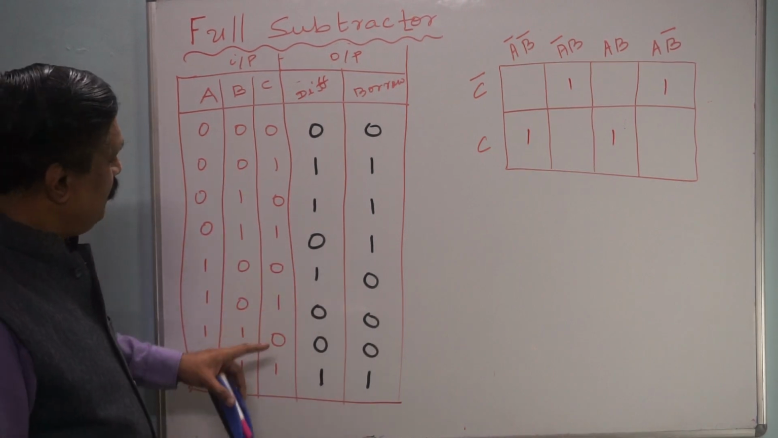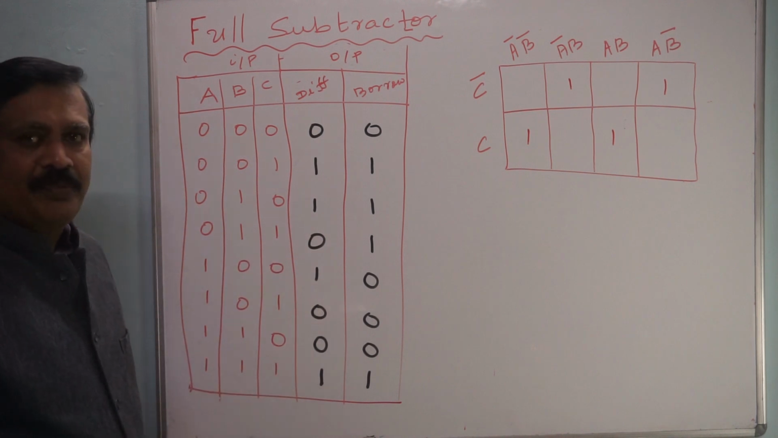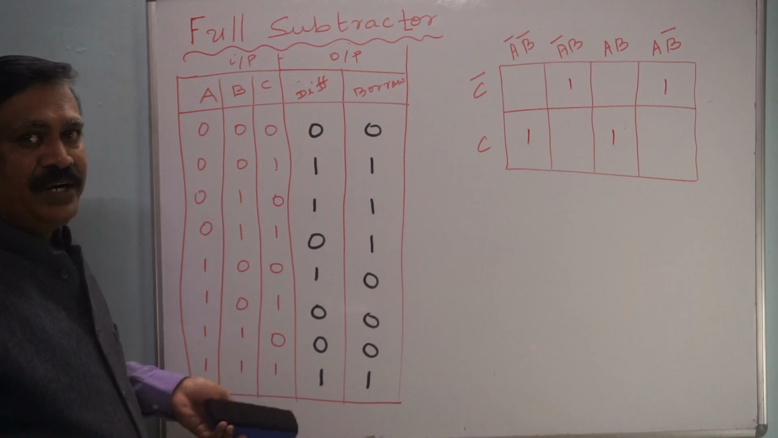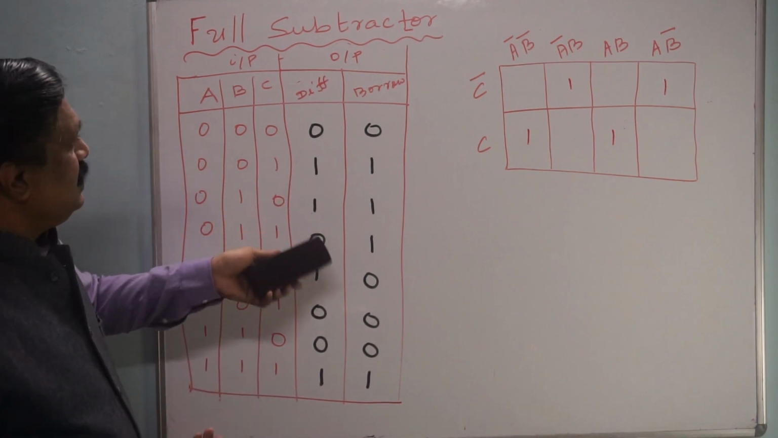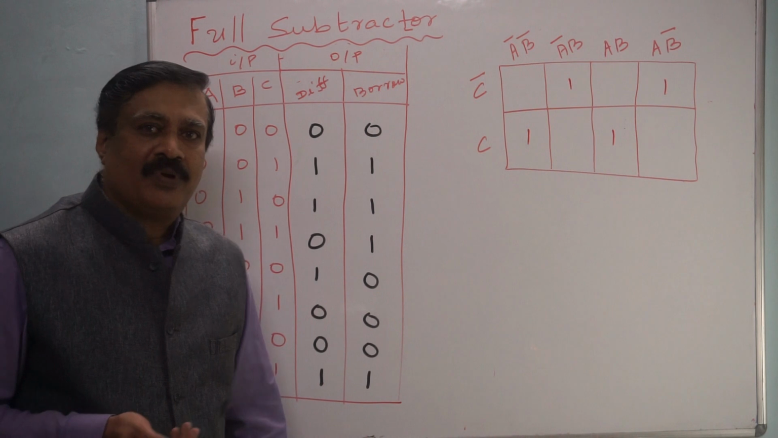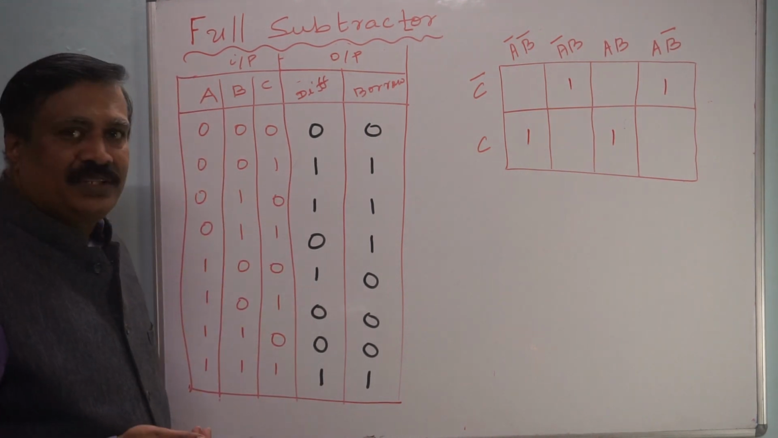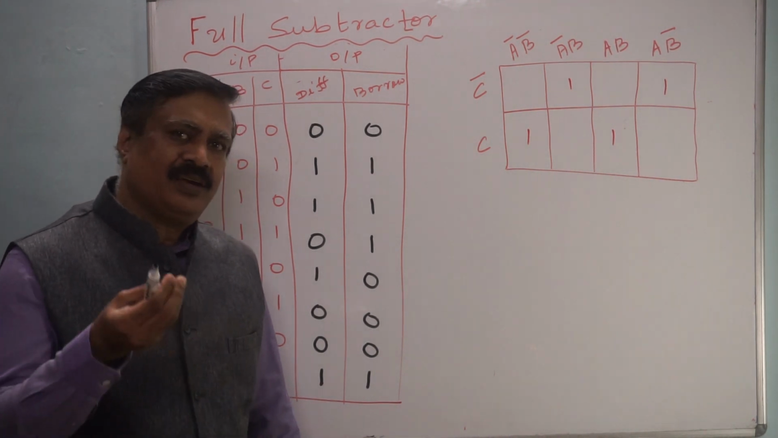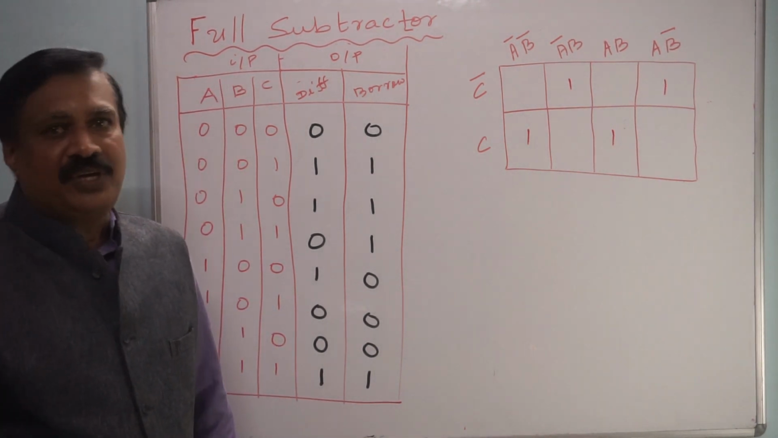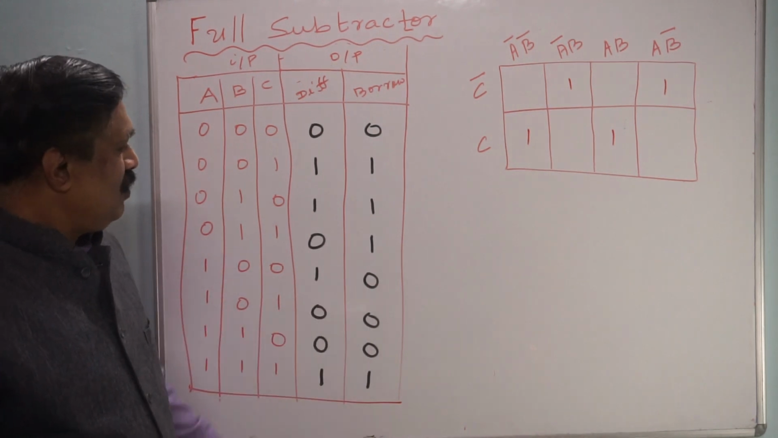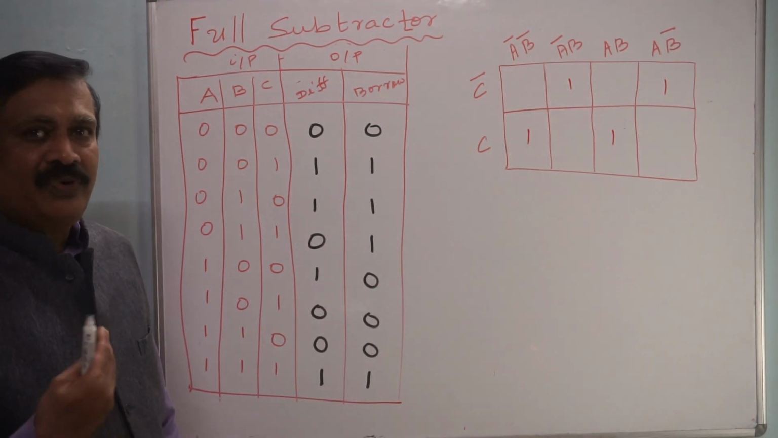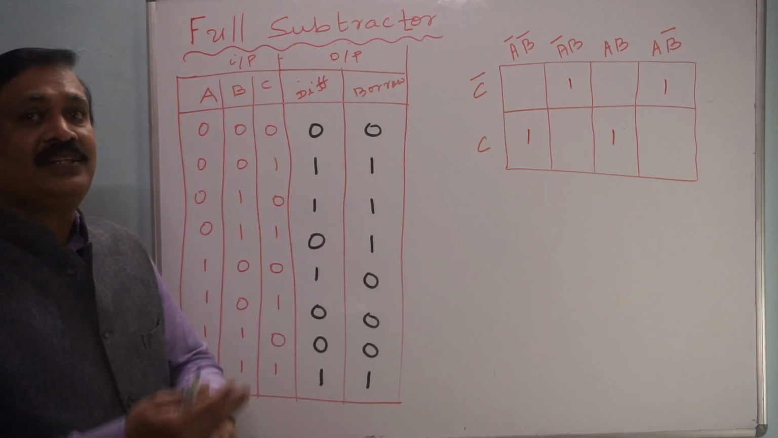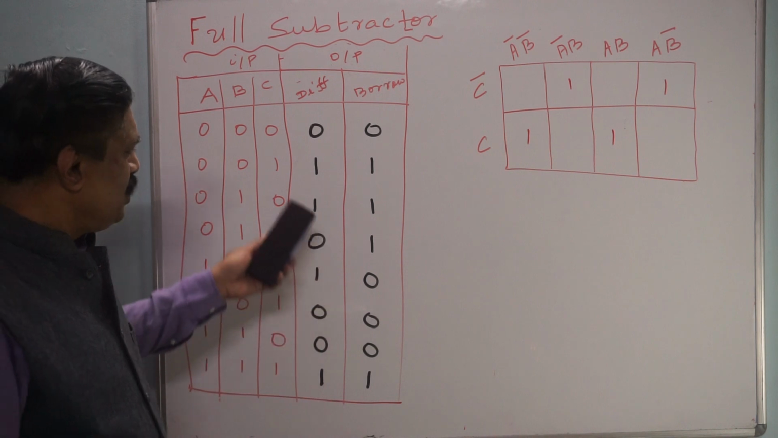Now we have prepared the table. Now we have to write an equation. Before writing the equation, let us go for a K-map. In a half subtractor we simply wrote the equation, but here more terms are there. Therefore before writing the expression we have to go for a K-map, simplify, and then we can go for an equation. Here also it is possible.